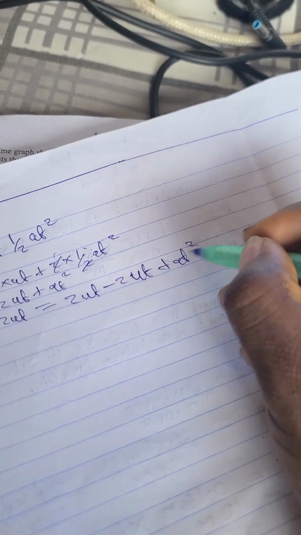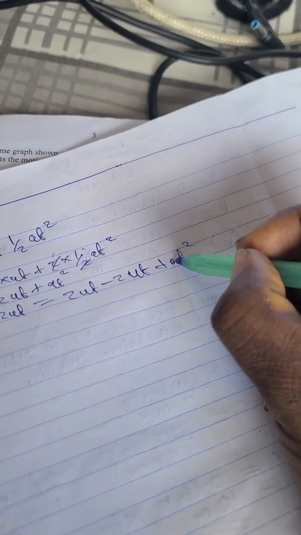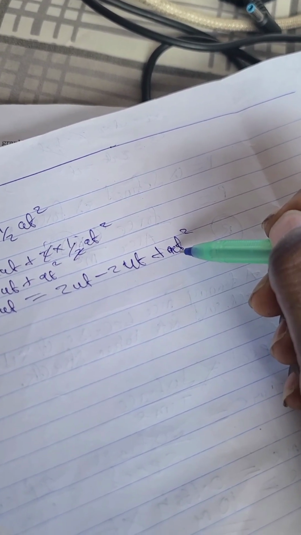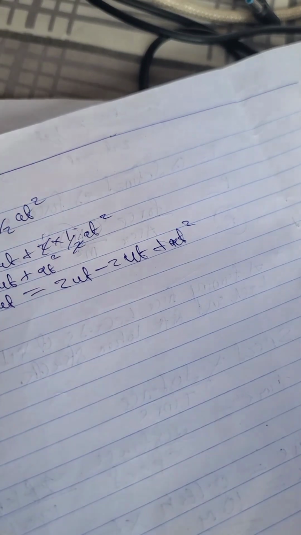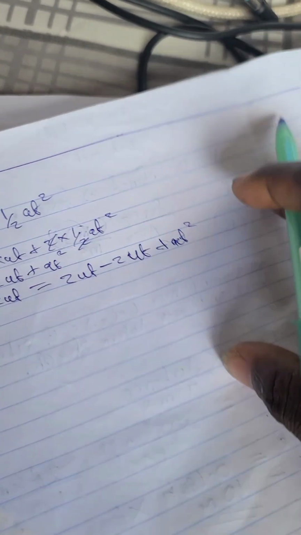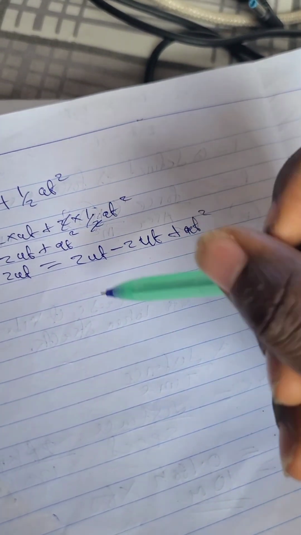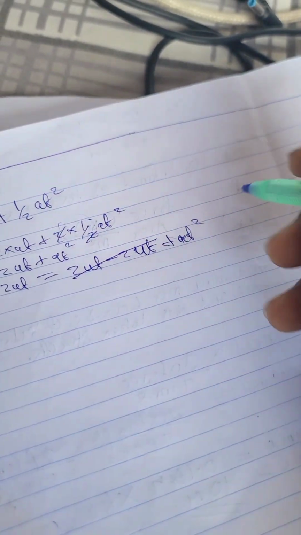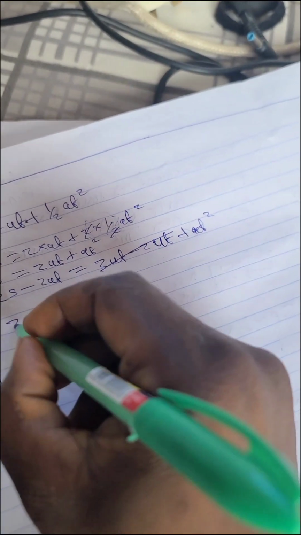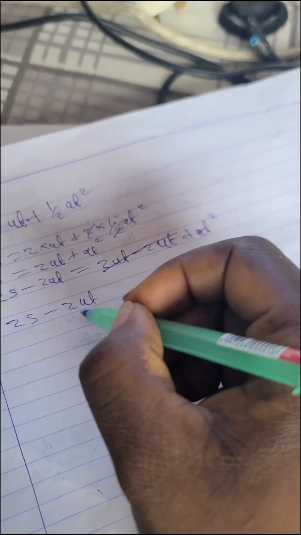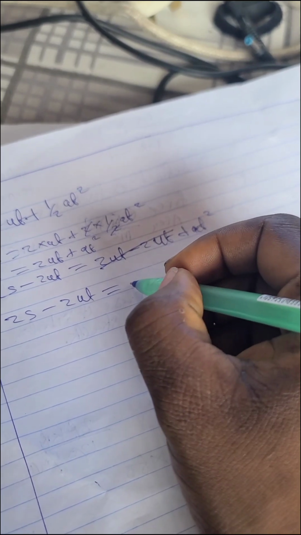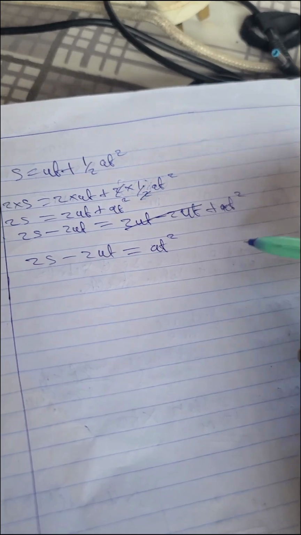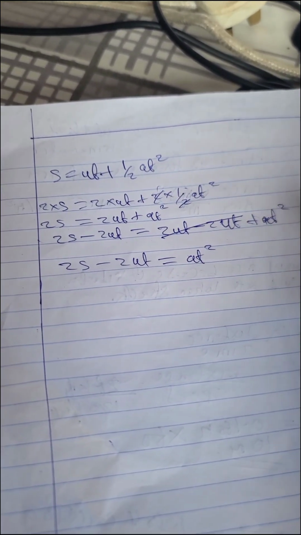plus 8t squared. So we're not going to minus 2ut from 8t squared because t squared contains the variable we're looking for, which is a. So we're going to minus 2ut from 2ut and 2s. 2ut minus 2ut gives you 0, so it cancels out. So we have 2s minus 2ut equals 8t squared. So in that case, we divide both sides by t squared.